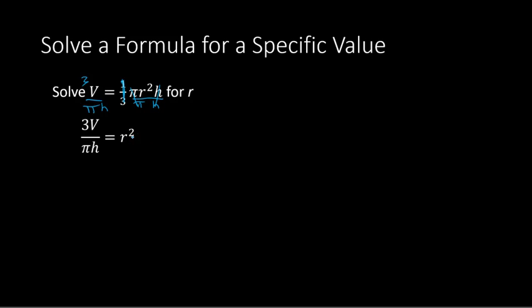To get rid of the exponent, we do the inverse of squaring, which is square rooting. So we take the square root of both sides. When you do that on the right side, the square cancels out. You're left with an r. And on the left side, you have all of that inside of the square root.